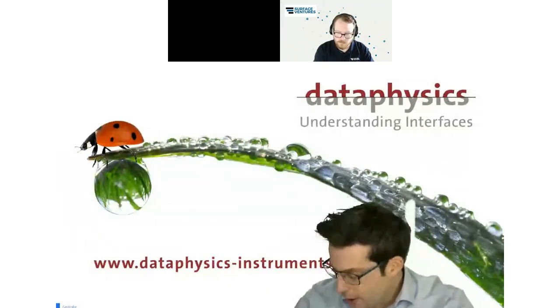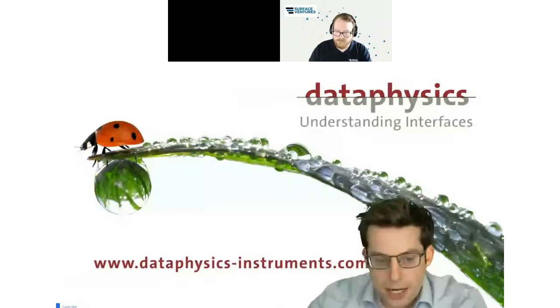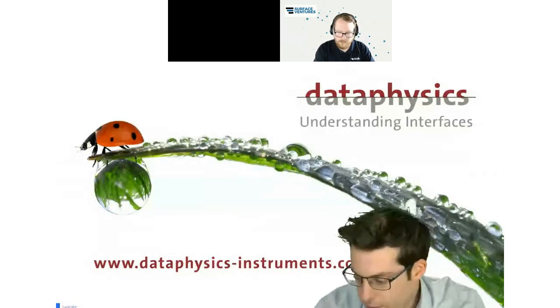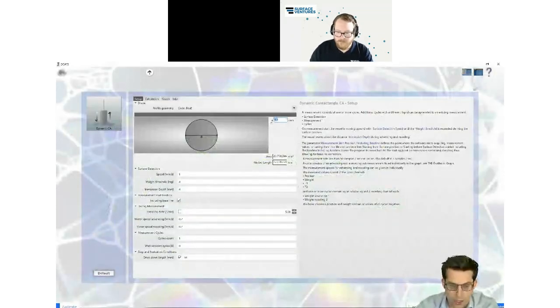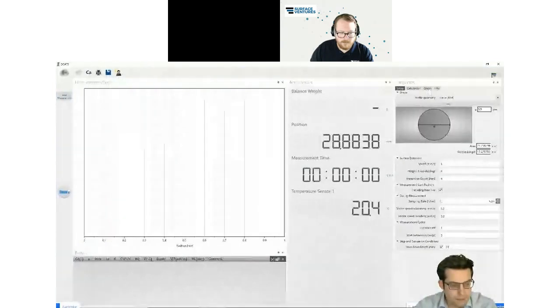Now we have put in the implant, and we can read on the package that this implant has a diameter of 5.5 millimeters. I have already typed it into the software. This diameter is used to calculate the wetted length. And now we are starting this experiment.